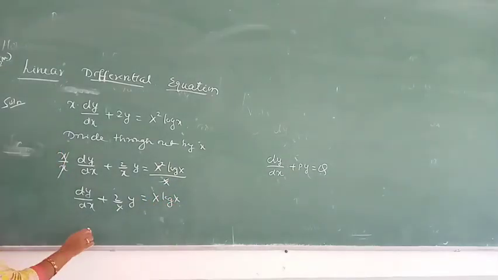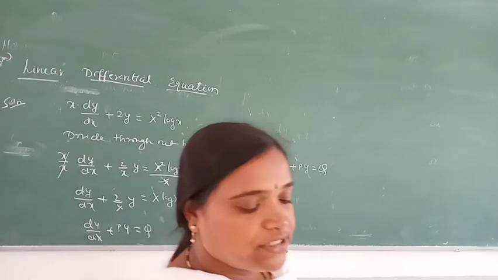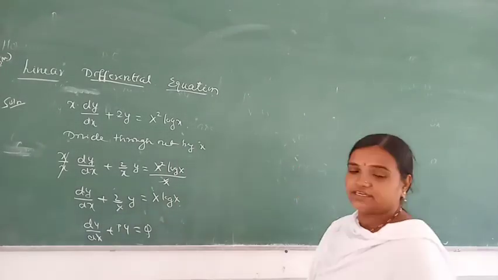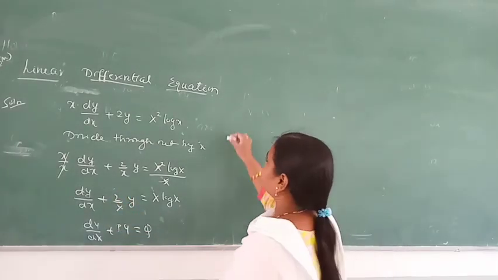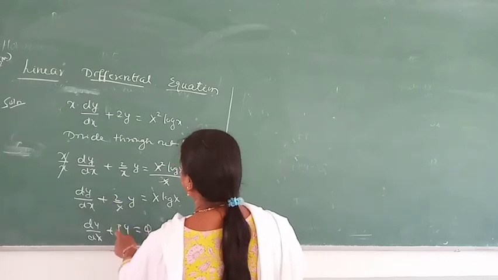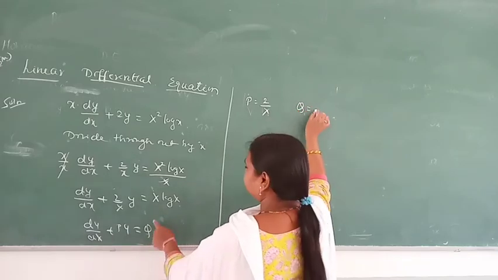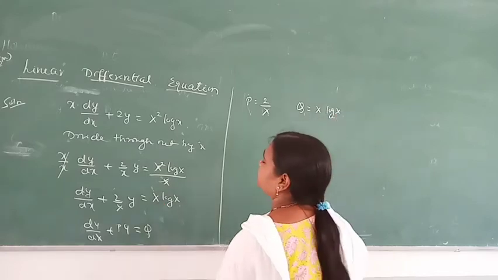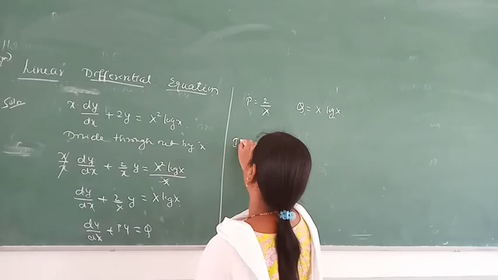Okay, compare this with dy by dx plus py equal to q. What does the definition say? P and q are constants or functions of x. Of course, this 2 by x represents a function of x. Therefore, what is the p? P is 2 by x. And q, whatever is left, that is x log x.